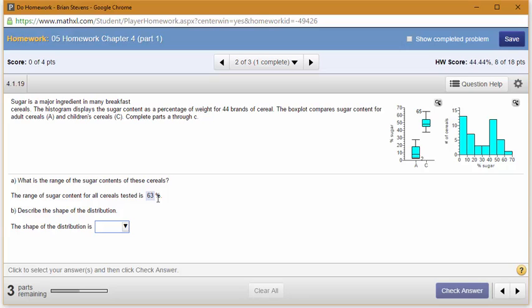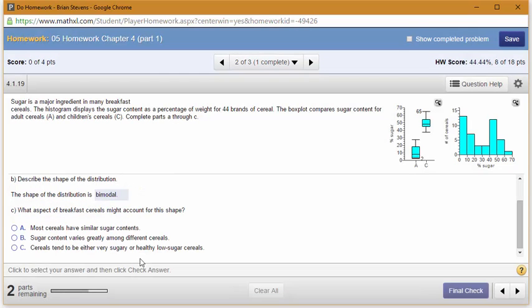Describe the shape of the distribution. Definitely bimodal because we have two central points to the data. We have the adult and probably the children's cereal. So this is definitely bimodal. And once again, this is seen in the histogram.